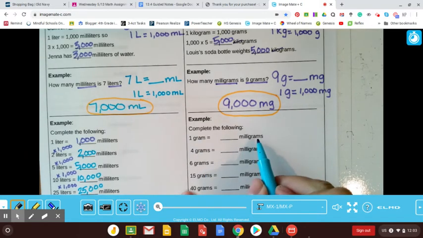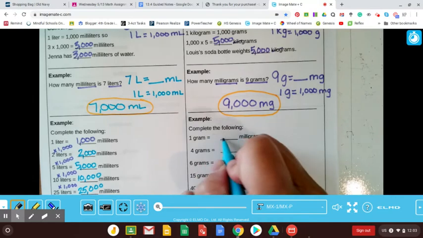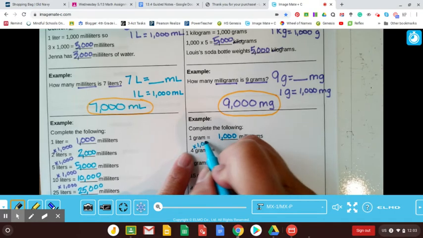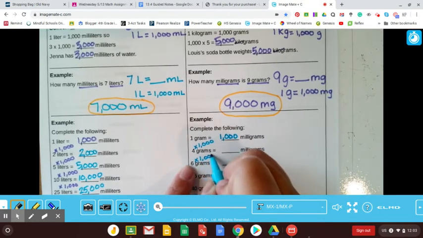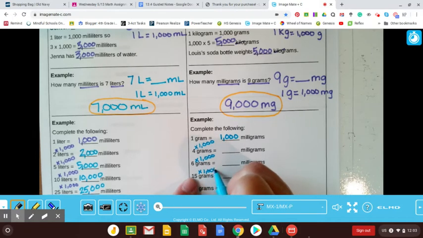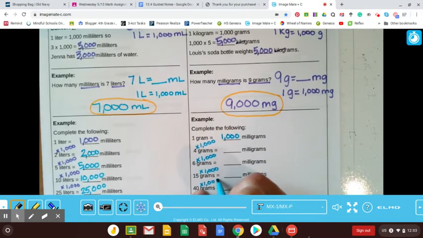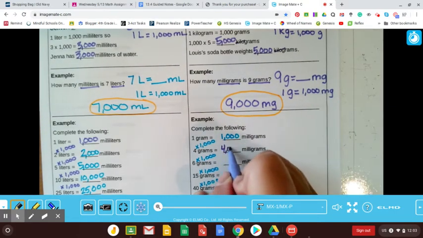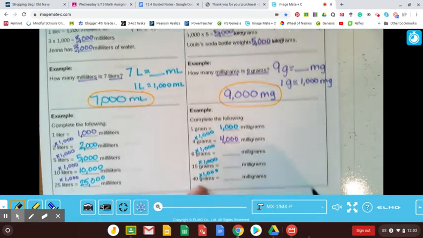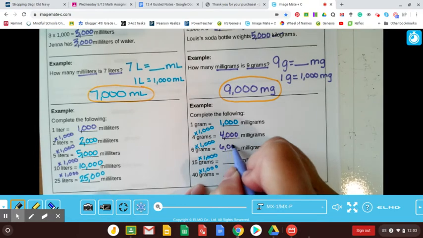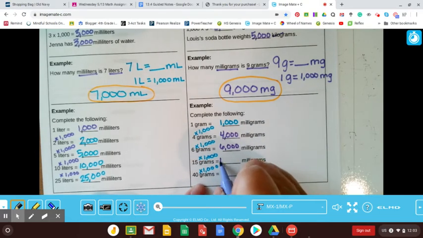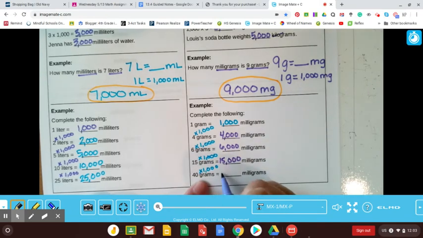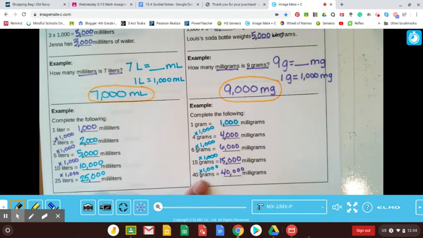Let's take a look over here. We're going from grams to milligrams. We know in 1 gram, we have 1,000 milligrams. So we're going to be multiplying again by 1,000 in each of these examples. All right, so 4 times 1,000 is 4,000. 6 times 1,000 is 6,000. 15 times 1,000 is 15,000. And 40 times 1,000 is 40,000.